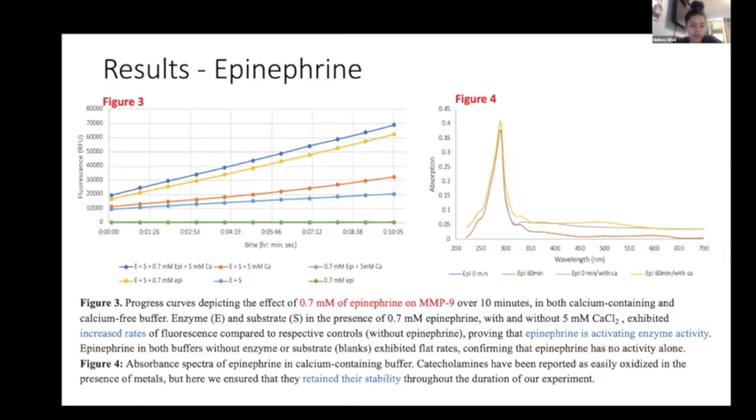Then we also ran blanks, which was just epinephrine in buffer without enzyme or substrate, and those had flat rates, showing that epinephrine has no activity alone. And then figure 4 shows the absorbance spectra of epinephrine in calcium-containing buffer, which we did because catecholamines have been reported as easily being oxidized in the presence of metals. But here we ensured that they retain their stability throughout the duration of our experiment.